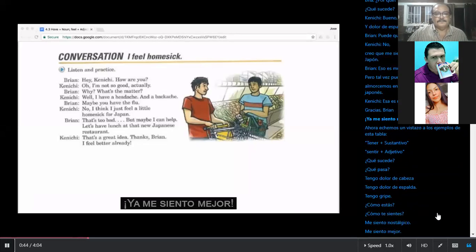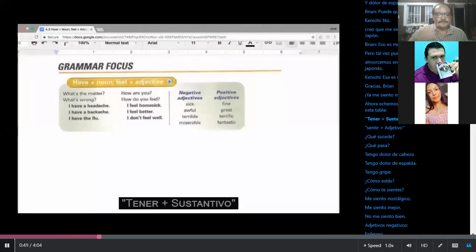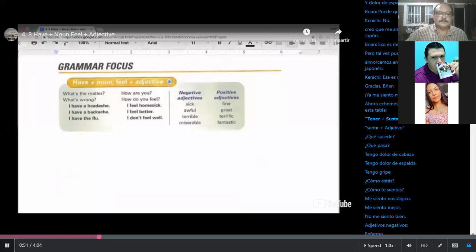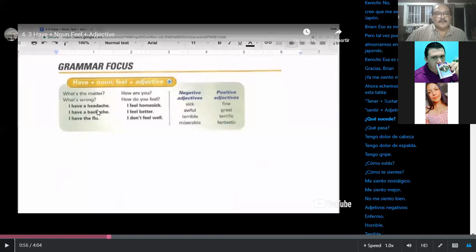Now let's take a look at the examples on this chart. Have plus noun. Feel plus adjective. What's the matter? Okay, here important is when you say, I have a headache, and then I feel homesick. Okay, I have a backache, I feel better. I have the flu, I don't feel well. Okay, that's what they say, have plus noun. I have a headache. I have a backache, I have the flu, I have a stomachache.